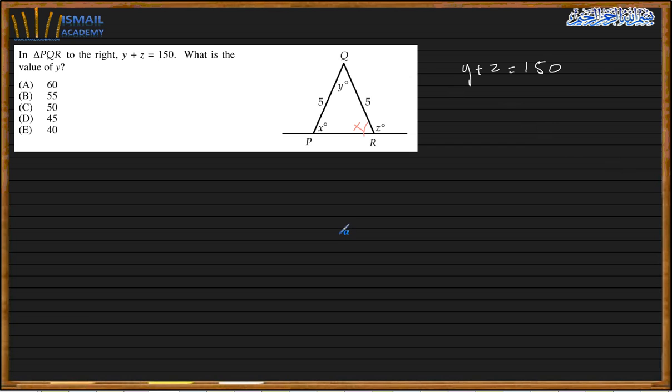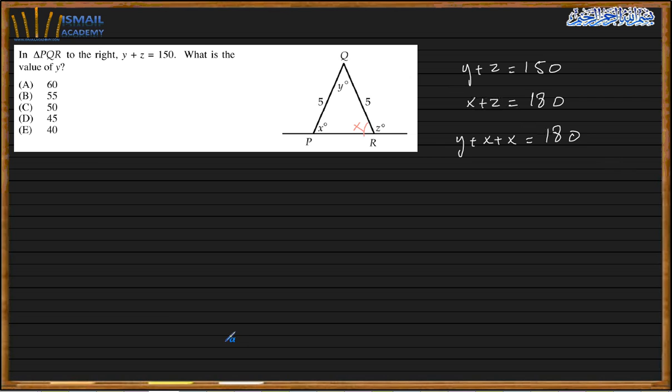So what do we have? We have x and z are supplementary angles, which means that x plus z equals 180. And what information do I have here? The sum of the interior angles of a triangle is 180. So we have y plus x plus x, because we don't have z. Z is the outer angle. So the sum is 180.